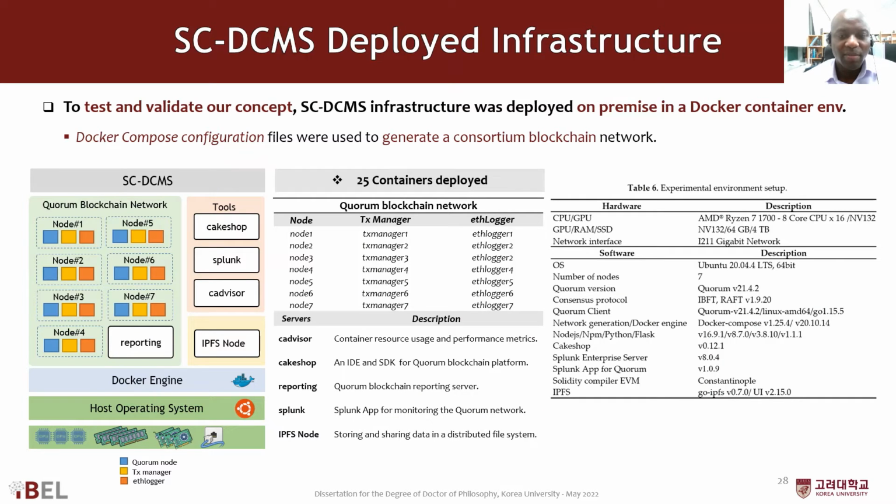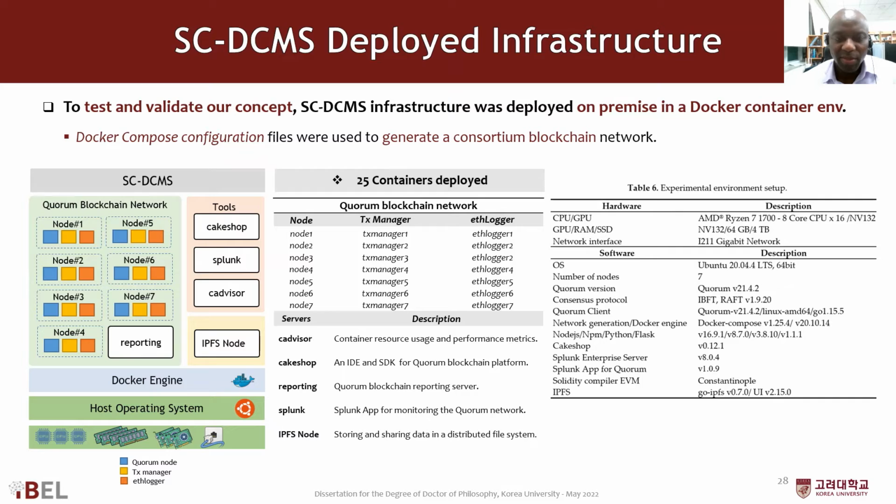The system-related infrastructure was deployed on premise in a Docker container environment. We use Docker Compose configuration files to generate a consortium blockchain network, as illustrated in the figure on the left, where we deploy 7 nodes with the associated transaction manager and logger server. They were deployed on top of the Docker engine, which is installed on the Ubuntu server.